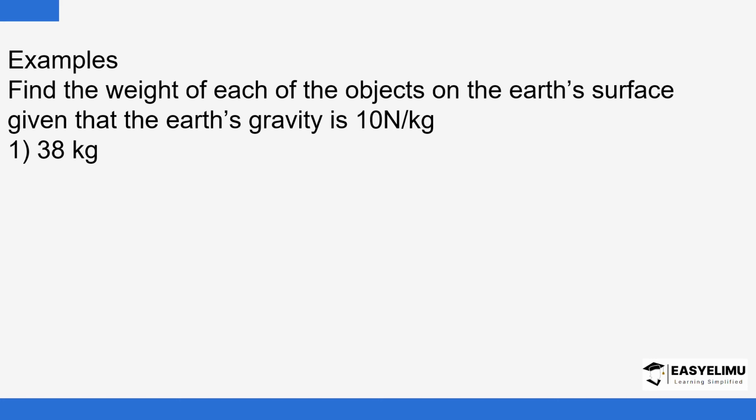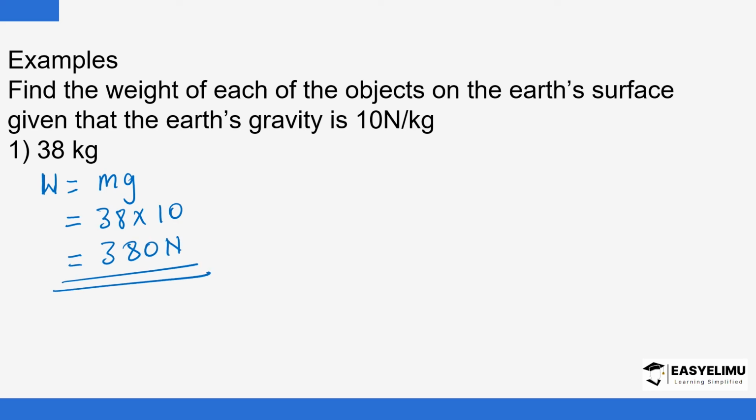Find the weight of each of the following objects on the Earth's surface, given that the Earth's gravity is 10 newtons per kilogram. So weight is given by mass times gravity. Mass is 38 and the Earth's gravity is 10. So this is 380 newtons. See, that is very easy.